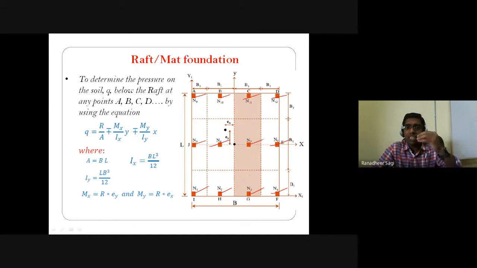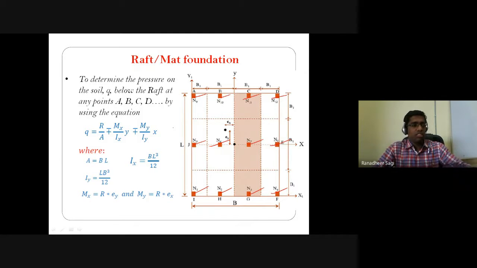These 12 columns are carrying some load. They are trying to distribute some load onto the raft foundation, and through the raft a uniform pressure distribution is what you assume, or what you want to have, onto the soil. However, you will not exactly have a uniform pressure distribution through the raft onto the soil, but you can understand it depending on the position on the raft.